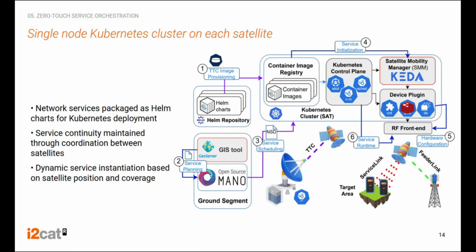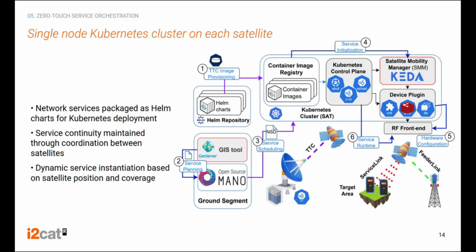Here is a bit how we can integrate a bit better the deployment of the services from a satellite. So we have on the ground segment, the OSM and the GIS tool. We have the Helm repositories to provide the images of the services that we want to deploy. And here is an algorithm that we developed internally, how to deploy these images from ground segment to the satellite through a TTC. TTC is the telemetry and terminal commands link.